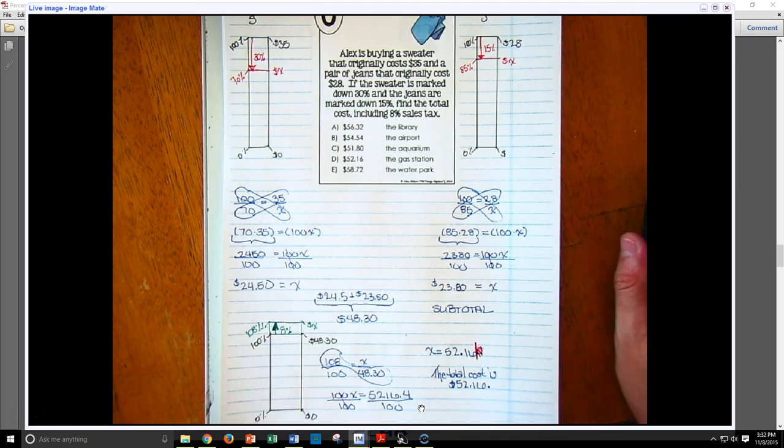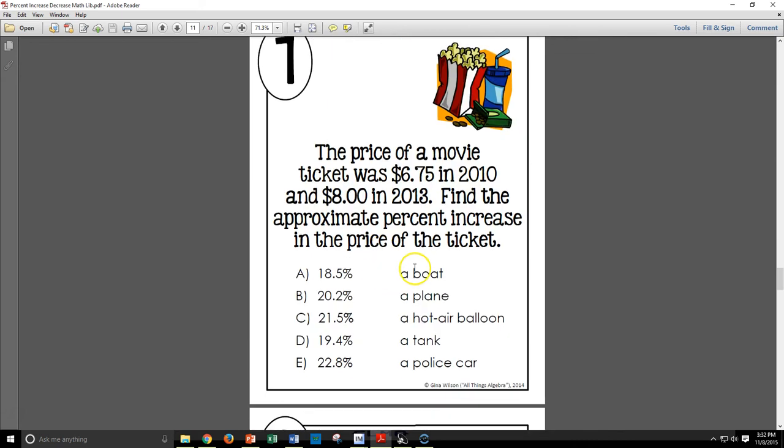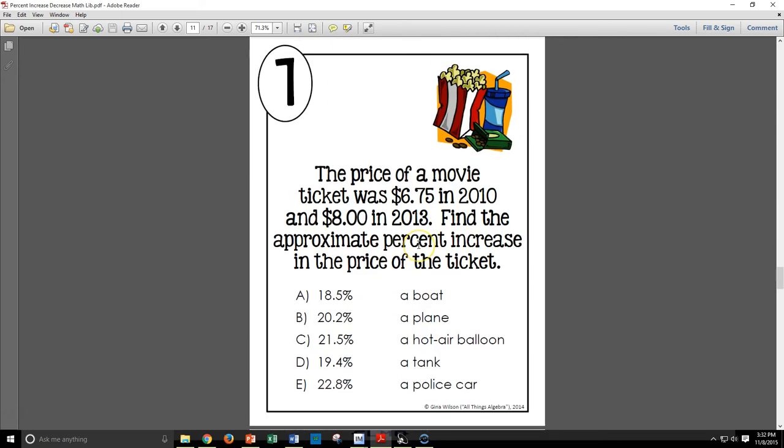Let's go ahead now and move on to number 7. So let me throw that back up on the screen for you. Number 7. Looking at the graphic, I remember this has to do with popcorn. I mean, not popcorn, with the movies, the movie theater. So this is something that you're going to see quite a bit happening in your life.